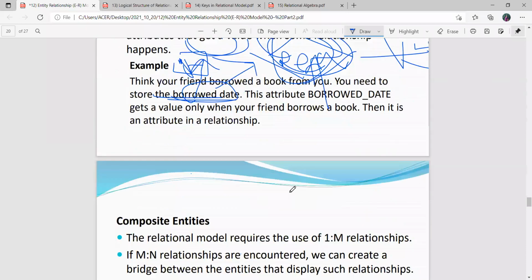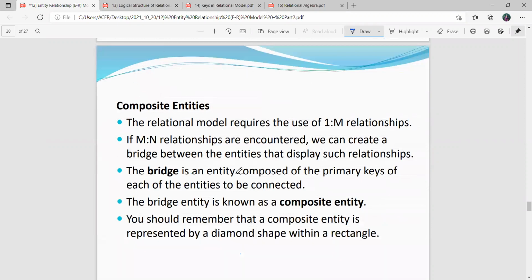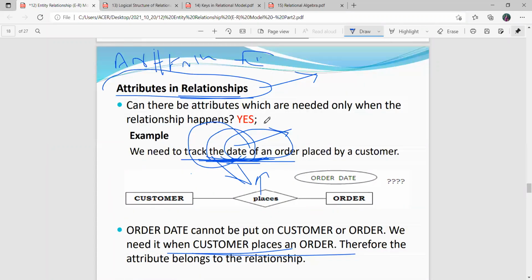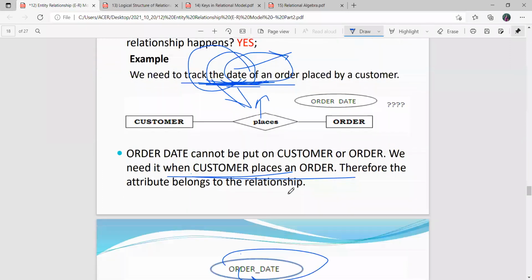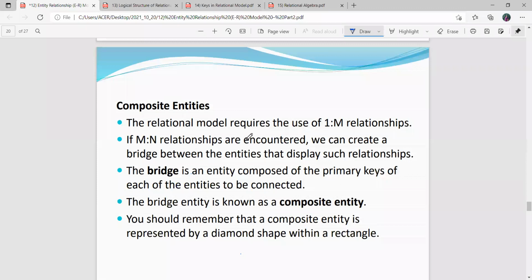Okay, so now you can see we can denote these attributes in the entity as well as the relationship. Then about composite entities. Is it clear? This one, attributes in the relationship, is it clear? These attributes occur when the relationship occurs. Is it clear? Yes, madam. Okay. Then let's discuss the composite entities.